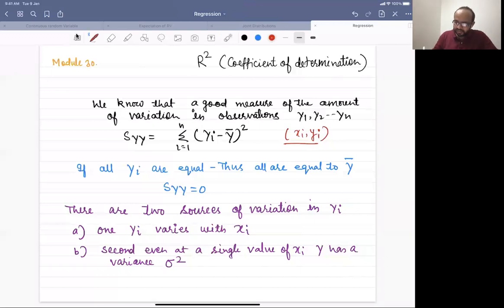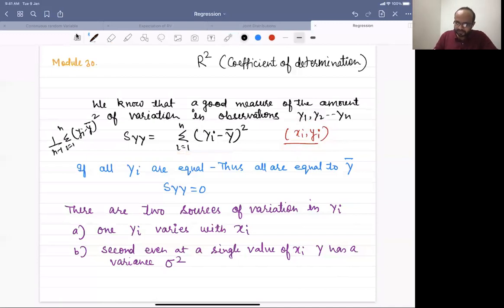So you know that SYY, which is computed if we have a set of data, for example a sample of paired data, xi's and yi's, is a good measure of variance of the data, the sample variance. How do we compute sample variance? In some of the previous modules, you have seen that sample variance can be computed as 1 over n minus 1, summation over i equals 1 to n, yi minus y bar whole square.